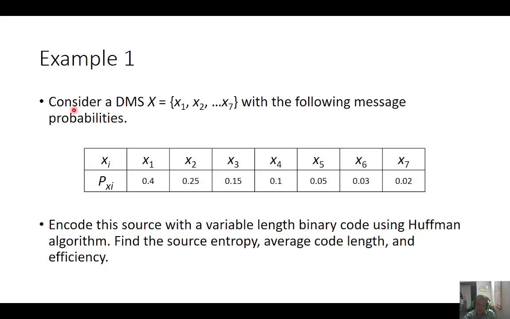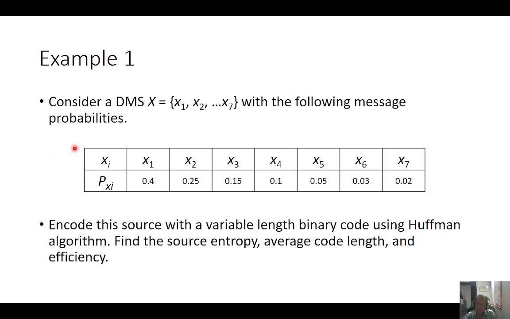So this is example one. Consider a DMS, that is a discrete memoryless source, X equal to x1, x2 up to x7. So here there are 7 symbols generated by the source, and each symbol xi has the probability p(xi): 0.4, 0.25, 0.15, 0.1, 0.05, 0.03, 0.02. If you observe, those probabilities are already given in decreasing order. So they are already arranged.